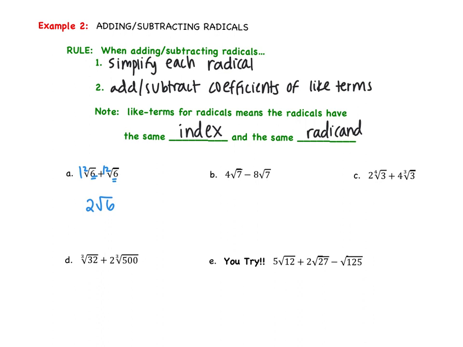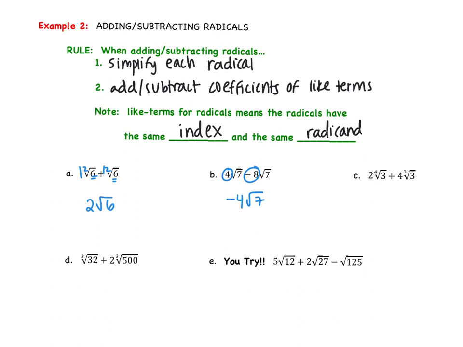If I look at B, I can't simplify the square root of 7, so I'm done with step 1. I need to add or subtract now the coefficients of like terms. Are these like terms? Do they have the same index? Yes, 2 and 2. It's understood to be there. Do they have the same radicand? Yes, 7 and 7. So now we need to combine the coefficients. 4 subtract 8 gives me negative 4 root 7. So again, you're adding or subtracting the coefficients, not the number underneath the root.